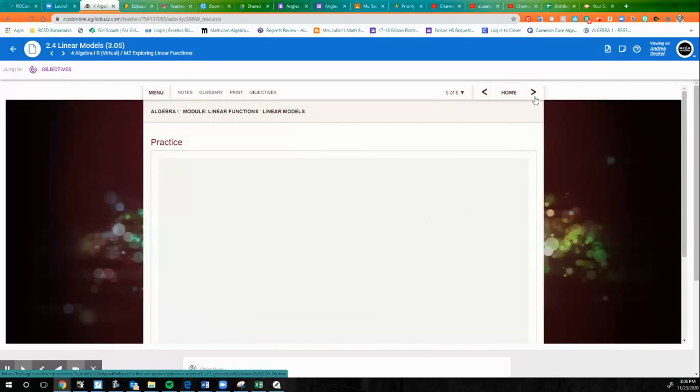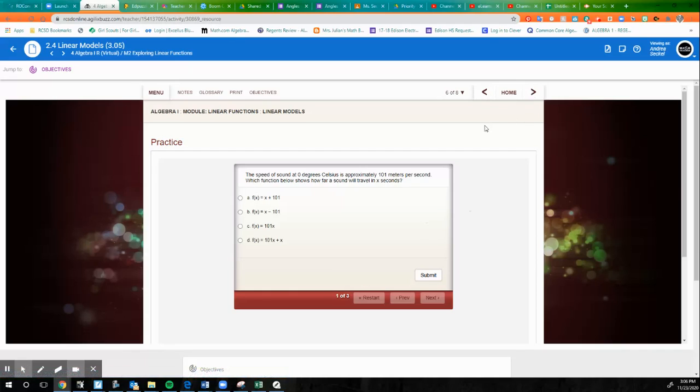The last bits of slides are all practice. Okay, so there's some 3 problems on here for you to try. The first one says the speed of sound at 0 degrees Celsius is approximately 101 meters per second. Which function below shows how far a sound will travel in x seconds? So you would see which one you think is the right answer and hit submit, and then keep going and try those problems.